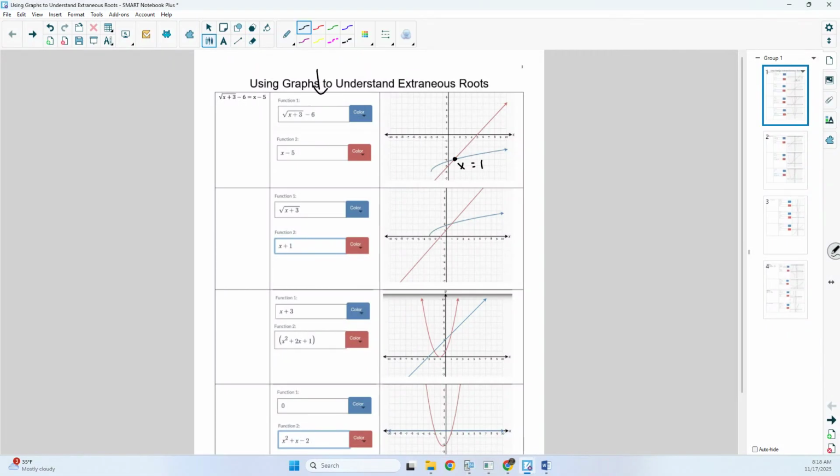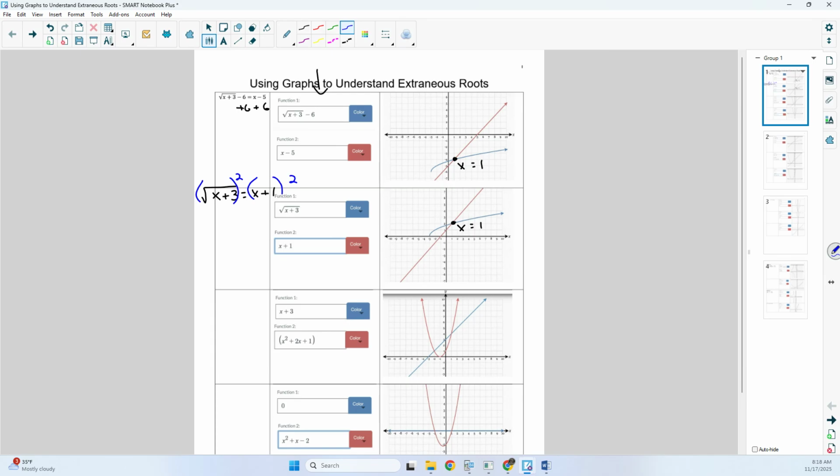So the first thing I would do here is I would add 6 to both sides. And I would get the square root of x plus 3 equals x plus 1. Okay. So now I'm graphing both of those. Because I've changed the graphs, we moved the graphs, but we still just have an answer of 1. Okay. Now the next thing I would do in this equation is square both sides.